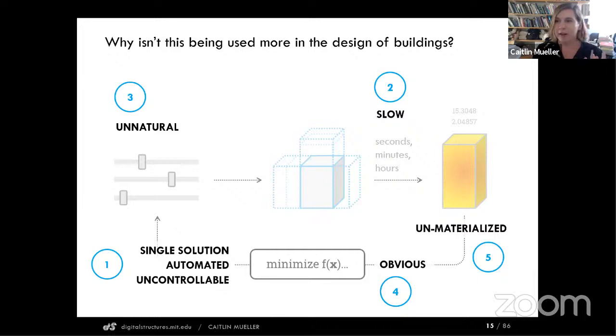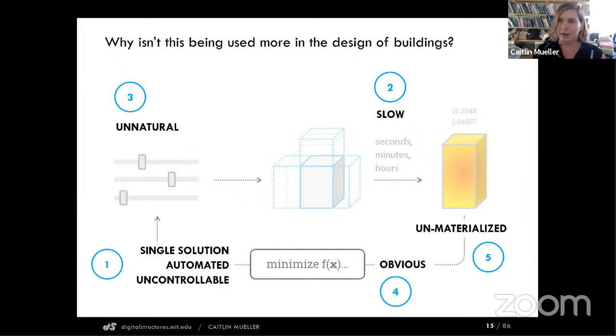So all of these are issues that I'm interested in confronting in my work that I'll show you now, but hopefully you get a sense of the context in which I'm working, which has a lot of opportunity for impact, but is also challenging because of the intrinsically human nature of architectural design.